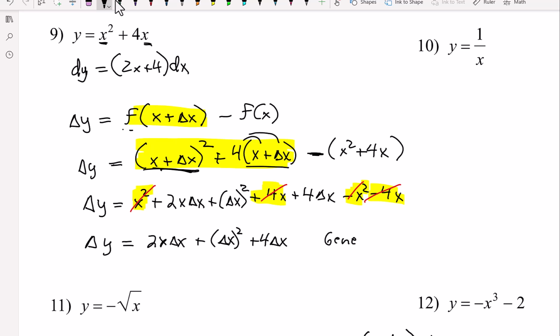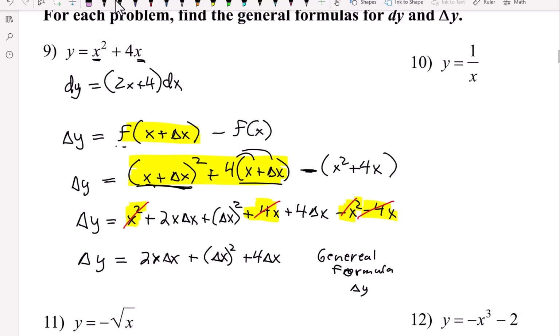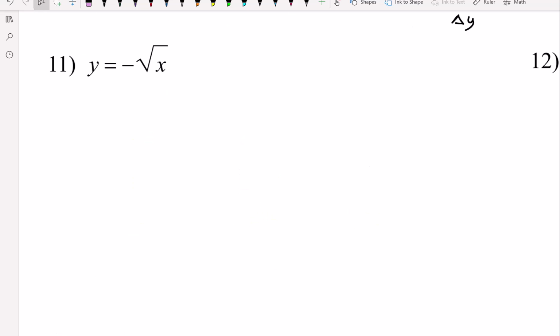Now, if they gave you an x value to plug in, and if they gave you a delta x amount to plug in, you'd plug it in to find the delta y. This is the general formula of delta y. This is the general formula for dy. All right, I'm going to do another one of those.